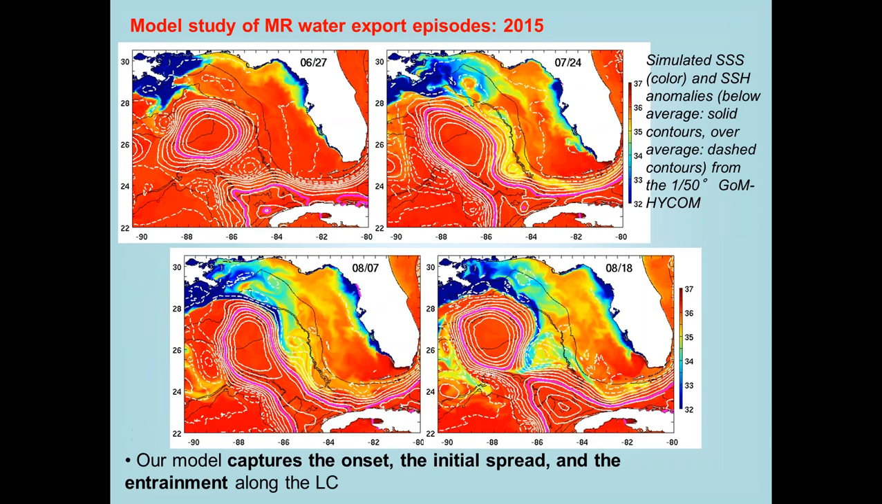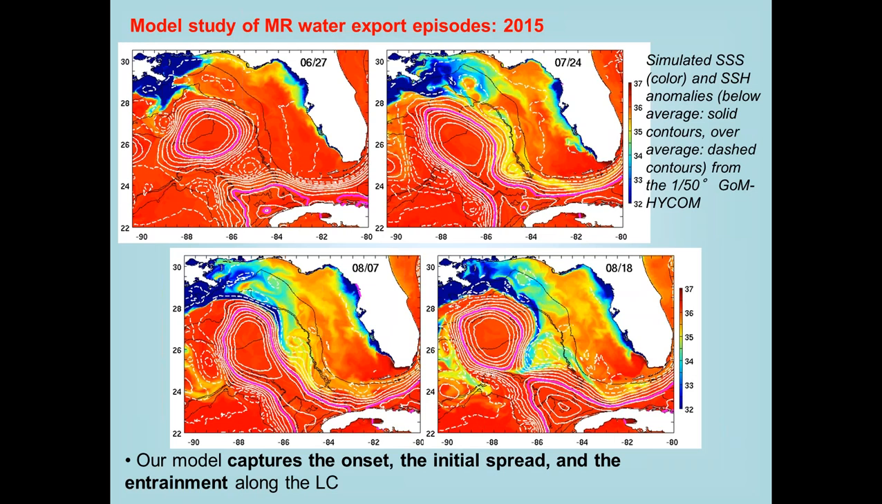So this is the result from the model in 2015, the last case I just presented. In color is the salinity, with blue for low salinity, typical of river waters. And the white contours are the sea surface height. So the closed solid contours are associated with anticyclonic patterns, and the dashed contours are associated with the frontal cyclonic eddy, like here, though we cannot see it very well.